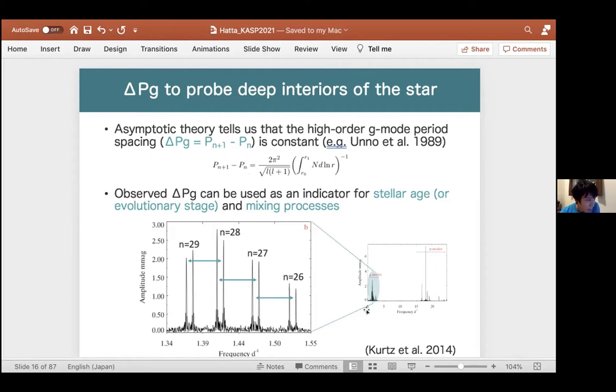Here is an amplitude spectrum of the star again. When we zoom in on this g-mode frequency region, we see fine structures like this, and we can determine the value of ΔPg observationally by subtracting the periods between these consecutive radial orders.